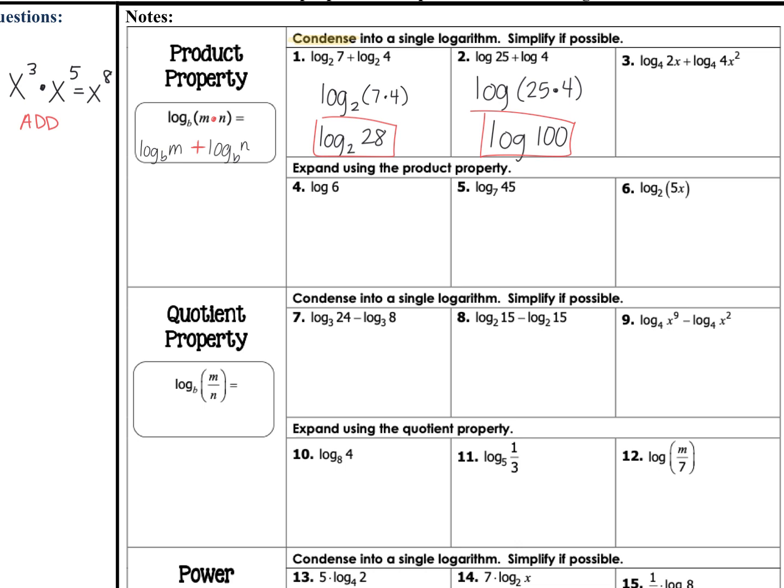Okay, I'll help you set up number 3 and then see if you can finish it by yourself. You've got two logarithms. We're going to condense it and combine it into one. So 2x times 4x squared. Can you combine that?